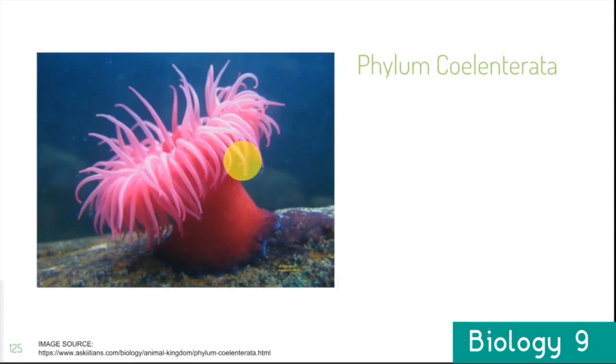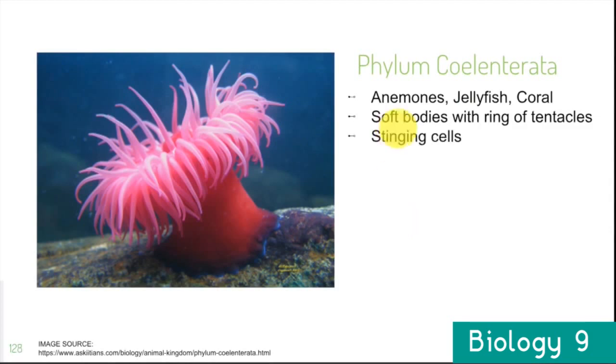Look at this thing. This is called a sea anemone, and these are in the phylum Coelenterata, or the cnidarians. So these include some exceptionally beautiful creatures, but also some poisonous things like jellyfish. So jellyfish, coral all belong in this phylum. They've got soft bodies with a ring of tentacles and stinging cells as well, which they use for capturing prey.